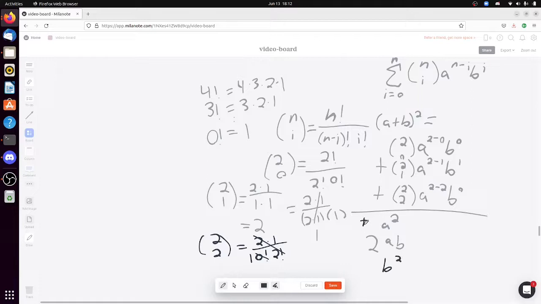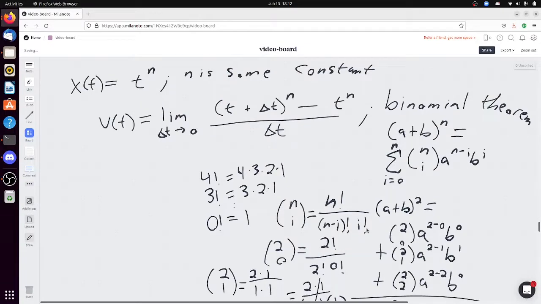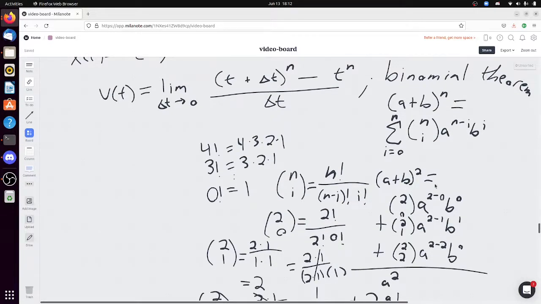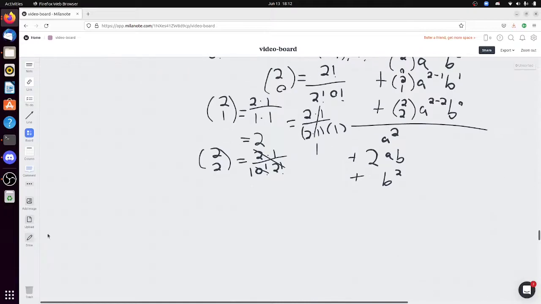So this is the normal a squared plus 2ab plus b squared that we get when we FOIL. We just found it a different way with the binomial theorem. And the only thing you really need to do is basically take on faith. Actually, before I get into that, let me just write it out.